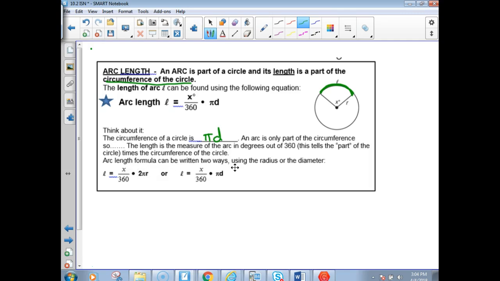So arc length formula can be written two ways, with the radius or the diameter. I prefer we use the diameter one, because every time I have a diagram, if I'm given the radius, I know if the radius is r, then the diameter will be 2 times r. So all I have to do is multiply by 2. It's not that hard to do. Here's the formula for the length of that chunk of the circumference. It's the angle measure divided by 360 times the circumference, pi times the diameter.